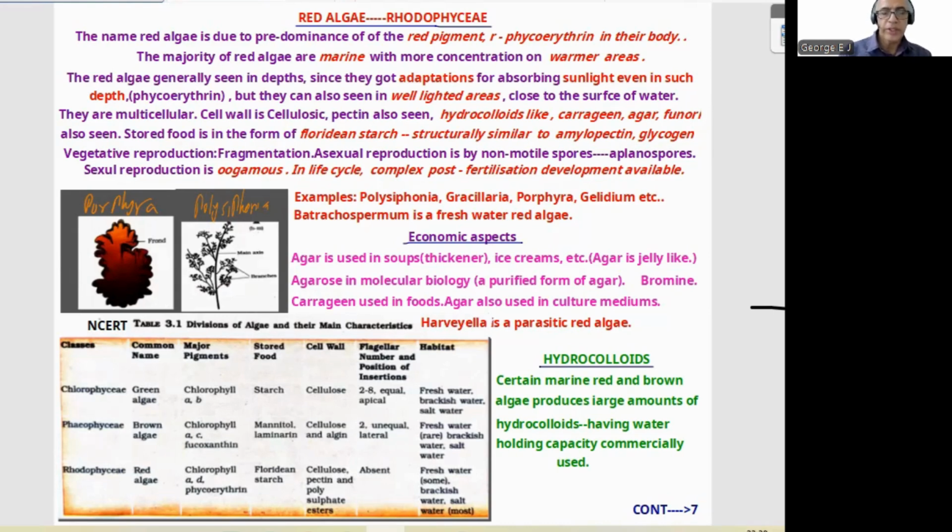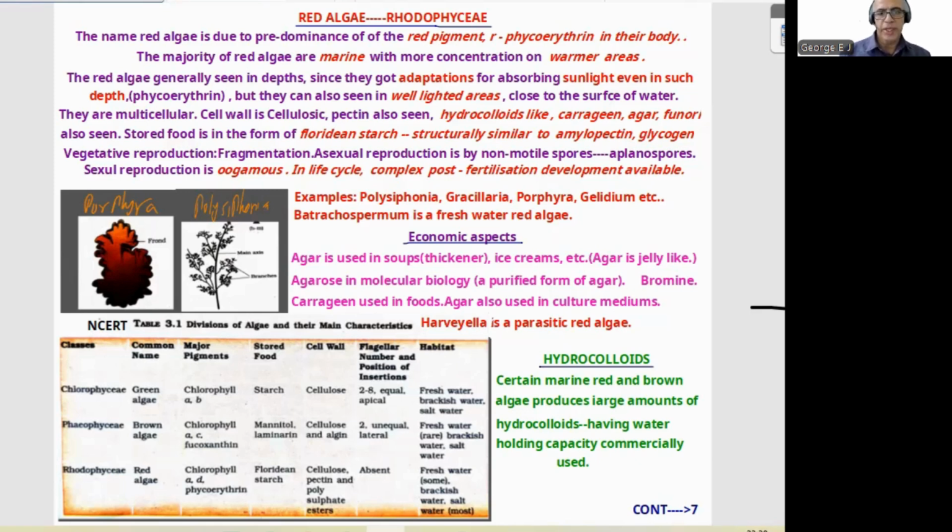They are multicellular. The cell wall is cellulosic. Pectin is also seen. Hydrocolloids like carrageen, agar, and funoran are also seen. Stored food is in the form of Floridean starch, structurally similar to amylopectin and glycogen. It's an important question: identify the algae group where stored food is in the form of Floridean starch, for example, similar to amylopectin and glycogen.